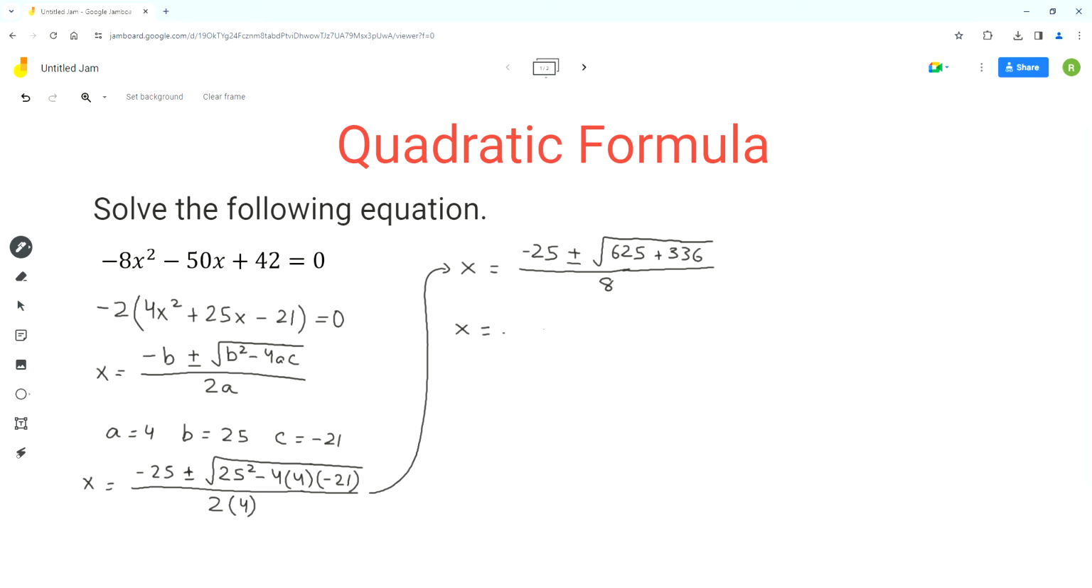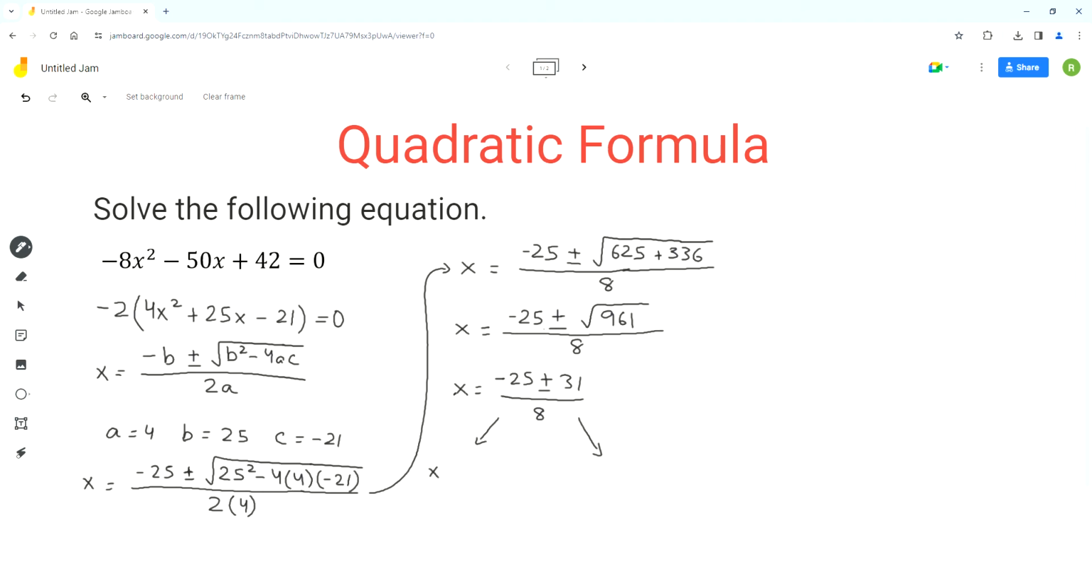Now in the next step, we can add the terms under the square root, which is equal to 961 over 8. Now we can find the square root of 961, and in the next step we can write -25 plus minus 31 over 8. Now we have simplified the expression as much as we could. So now we'll break up this step into two cases, the positive and the negative case.